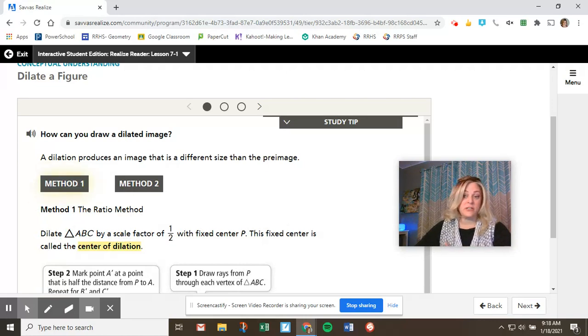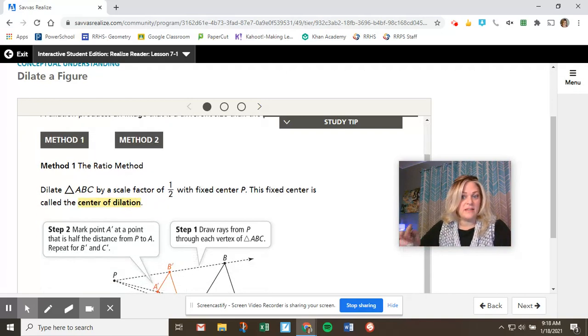And honestly, it depends on your teacher whether you have to know which is the ratio and which is the parallel method. But talk to your teacher, ask what they would prefer, or if they even want to differentiate the difference.